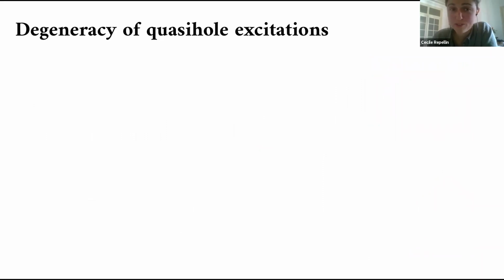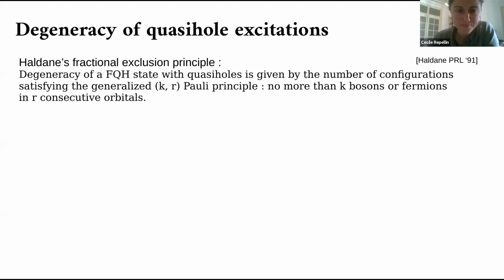We've talked about the degeneracy of the ground states. Now I'd like to talk about the degeneracy of quasi-hole excitations, because this is also something that can help us diagnose the nature of the ground state. So for many fractional quantum Hall states, and the Laughlin state is one of them, there is a general rule to predict the degeneracy of zero energy states once you have quasi-holes added to your ground states.